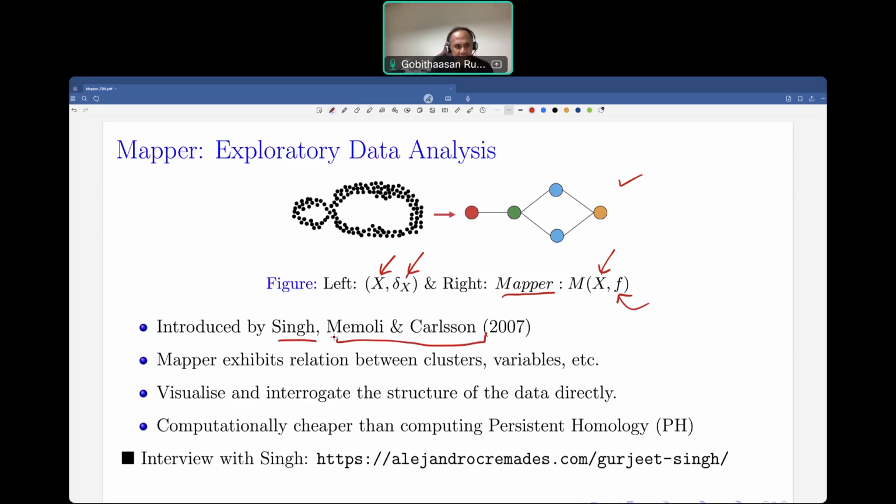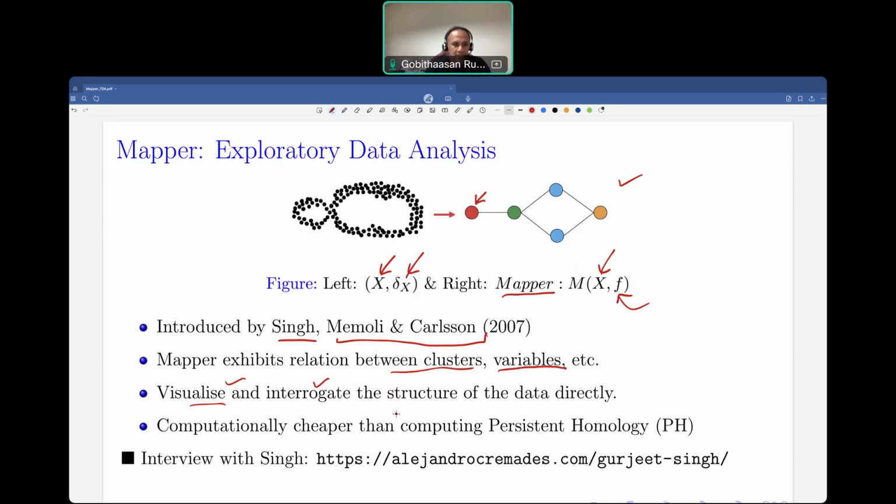What mapper does is that it exhibits relations between clusters. Each node here is actually a cluster. Of course, your data set is already in the form of variables. So we get to see the relations, what the structure is. We would be able to visualize it, and first of all, you can interrogate it, meaning you can investigate the structure. You can click on a particular point and investigate further who they are, which samples it actually represents.